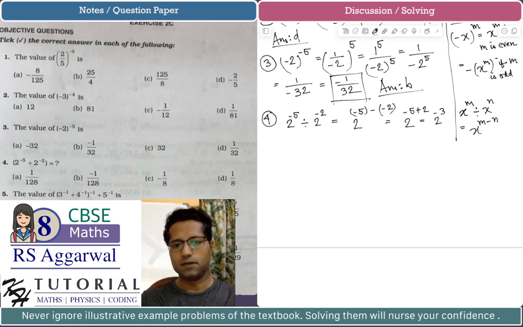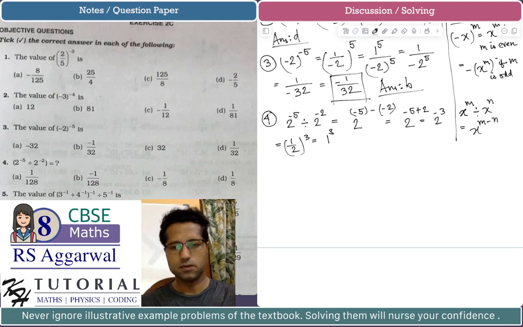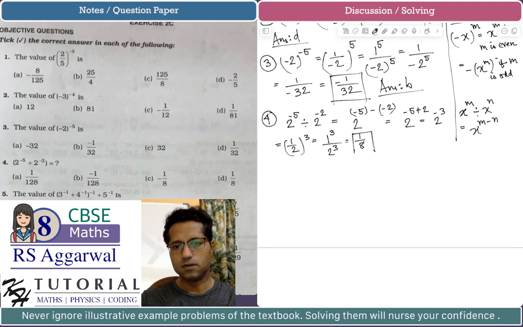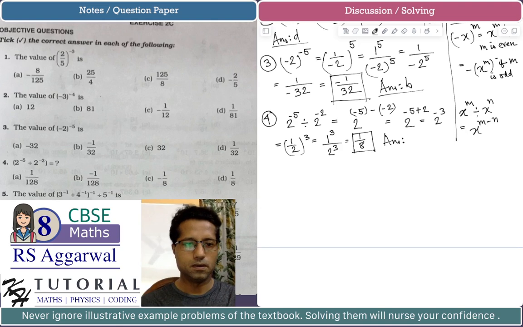Now 2 to the power minus 3 means the power is negative. So it will be the reciprocal of 2, that is 1 by 2 raised to the power 3. So this is equal to 1 cube. Now I am breaking the exponential form to rational form. This is 1 cube divided by 2 cube. This is equal to 1 by 8. So 1 by 8 is the value, and the correct choice is D.